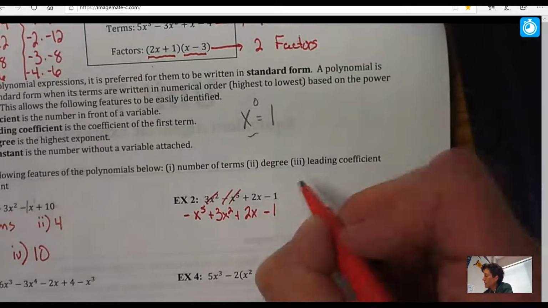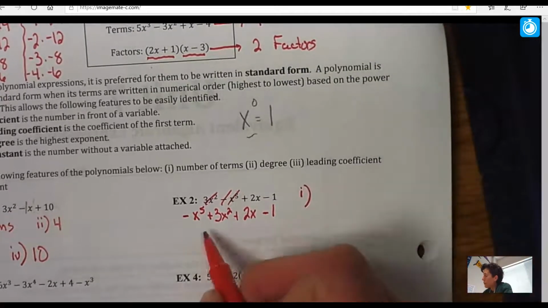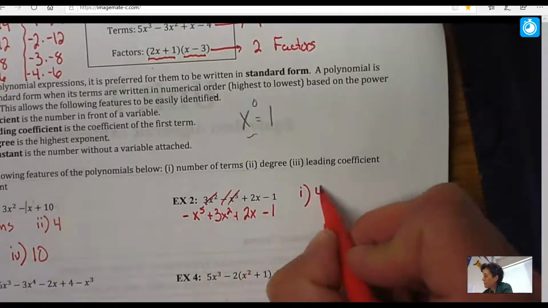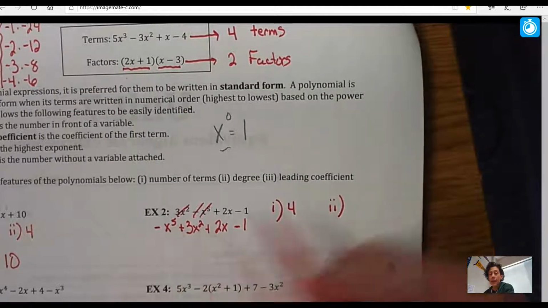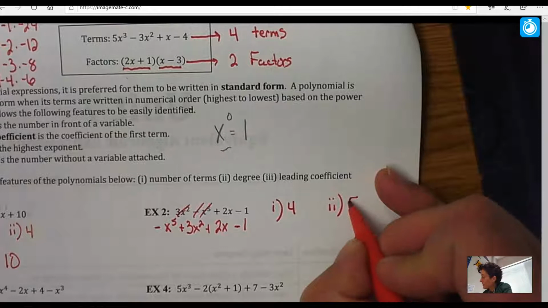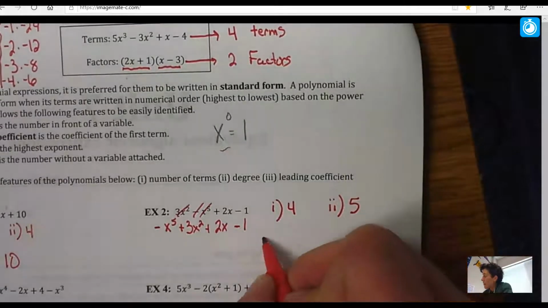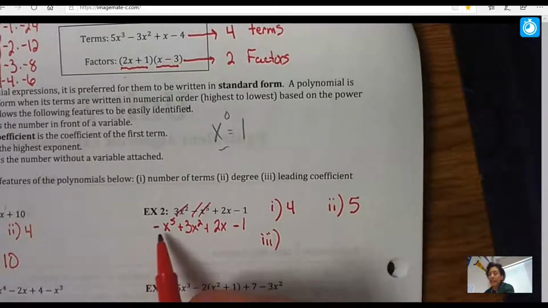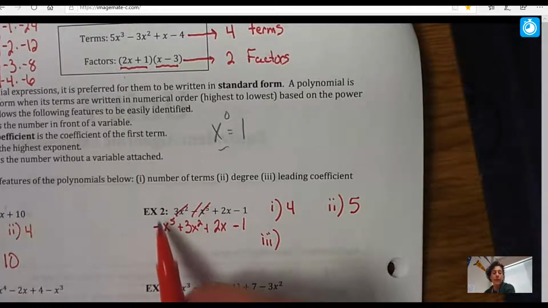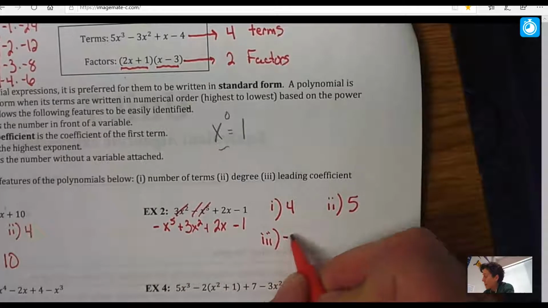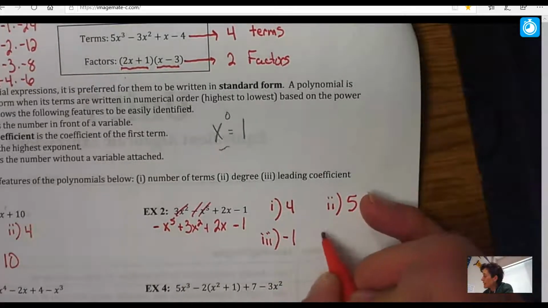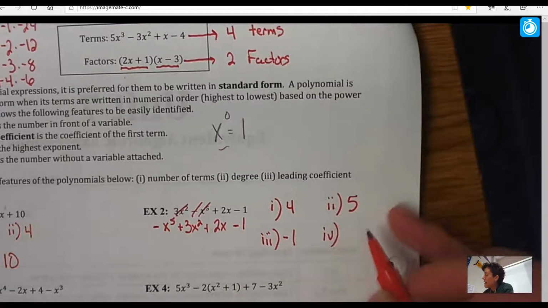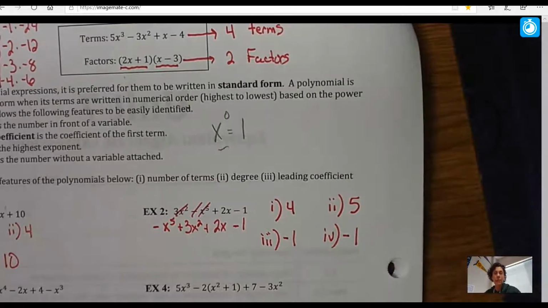So let's go through these again. Roman numeral 1, the number of terms, 1, 2, 3, 4. Roman numeral 2, the degree, this is a 5th degree. Okay. The third one is the leading coefficient, and again, there's always a coefficient in front of a variable. So if you don't see one, you imagine that there's a 1 there. So it's -1, that's how we should view it. And then the last one is the constant, so the number at the end, that is technically worth -1.